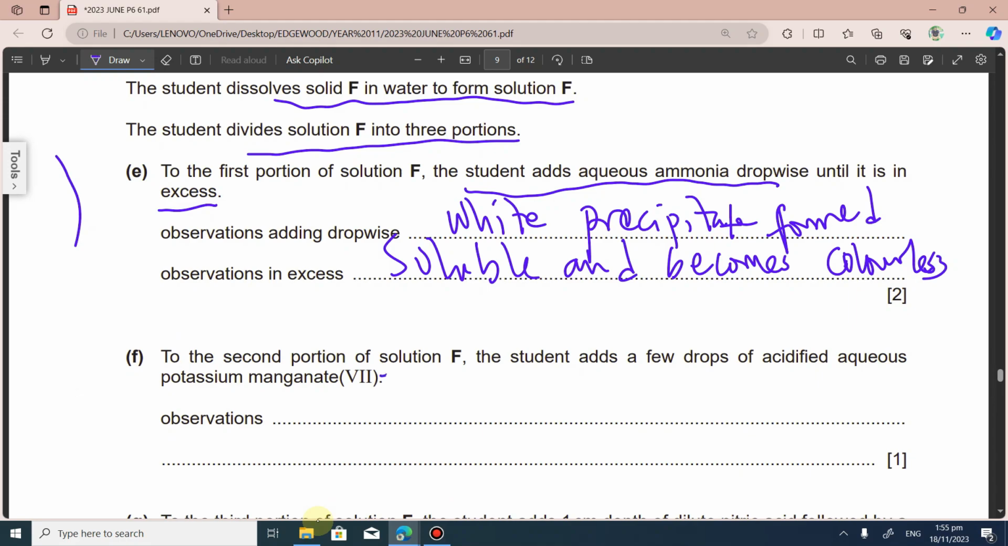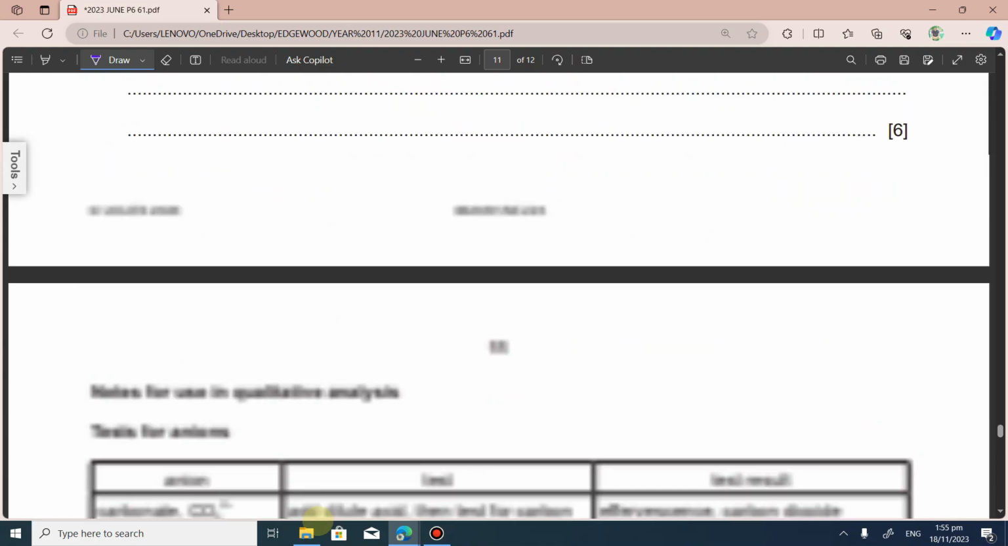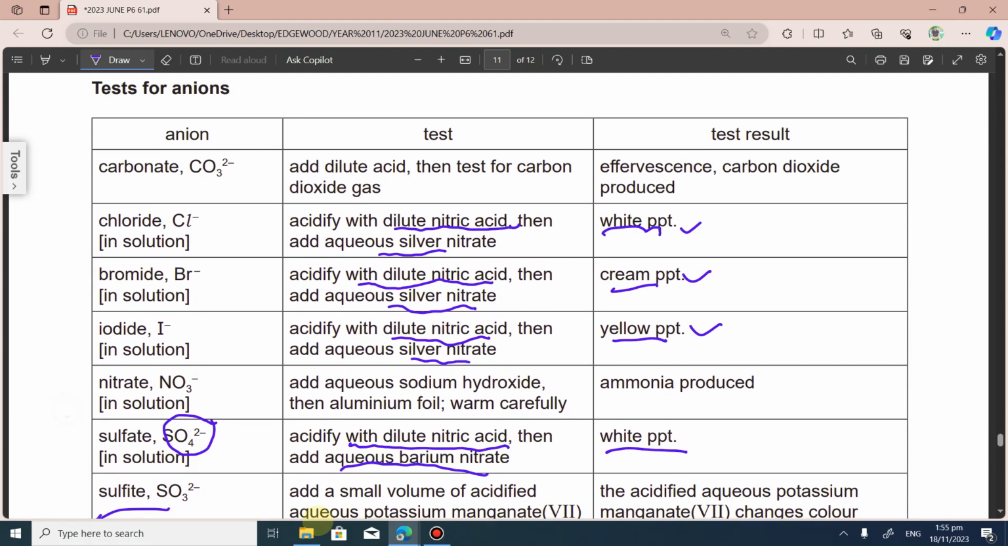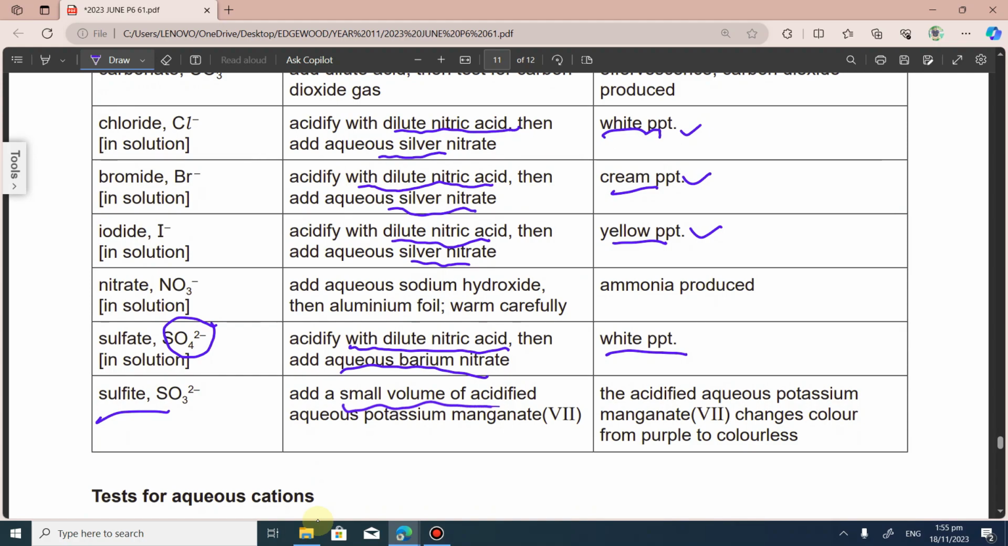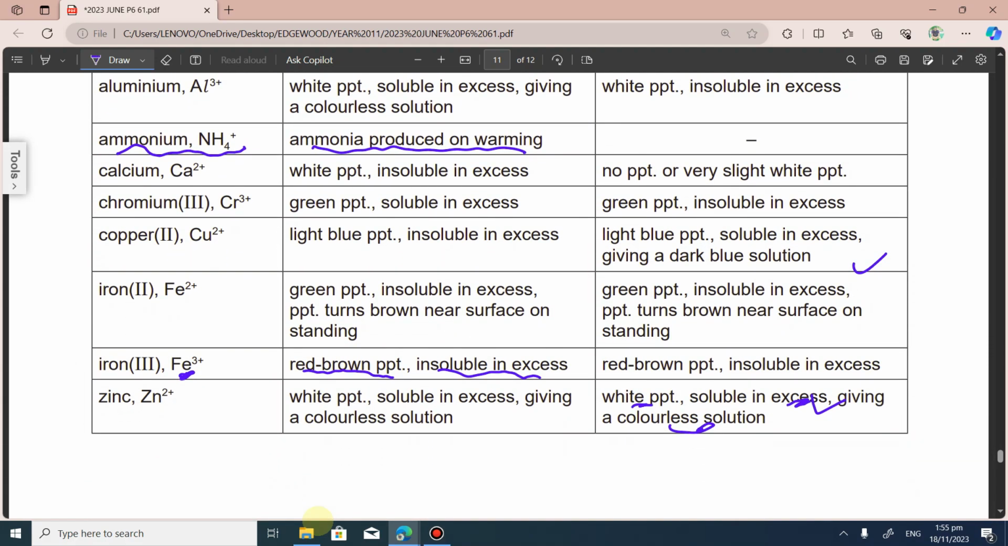Now, to the second portion of solution F, this time the student adds a few drops of acidified aqueous potassium manganate(VII). So let's go and check. Since we have tested for zinc, the likely thing we are testing for next is the sulfite. So let's see, test for sulfite. Now, the sulfite test is here. We are considering a small volume of acidified aqueous potassium manganate(VII). And what is observed? It changes color from purple to colorless. So all we just need to do is to repeat the same information under the test that we have there.